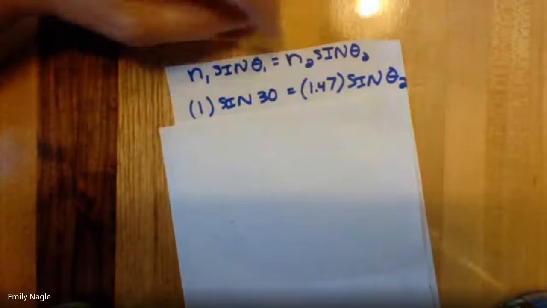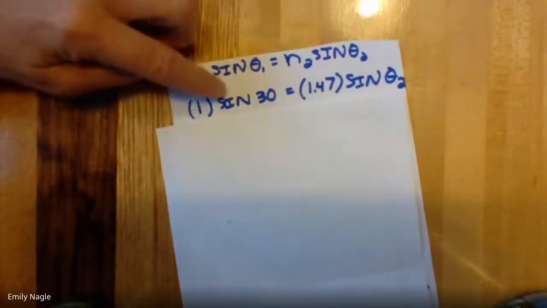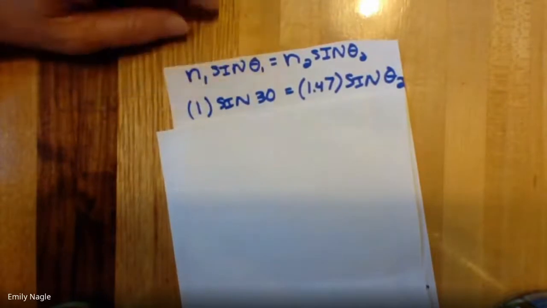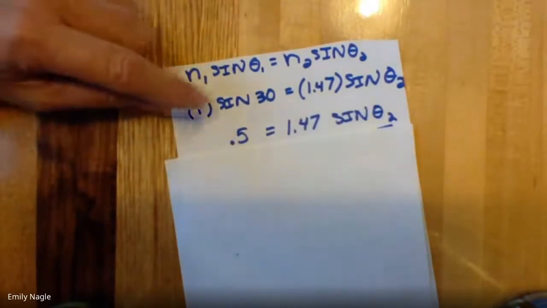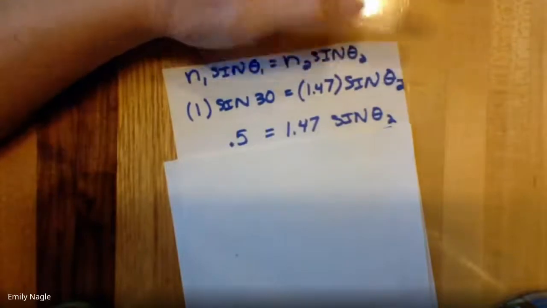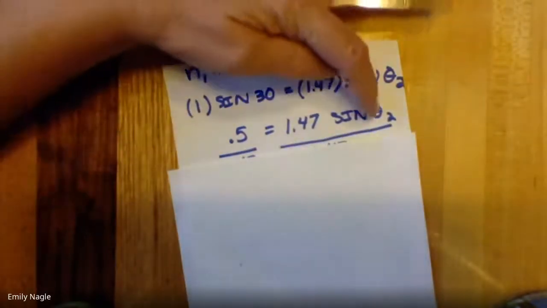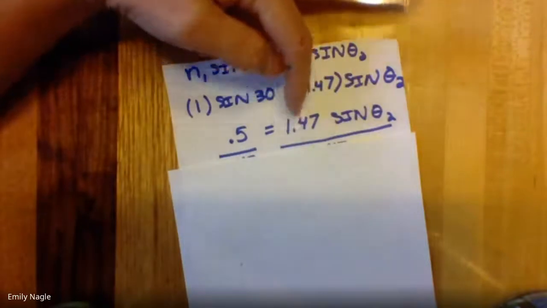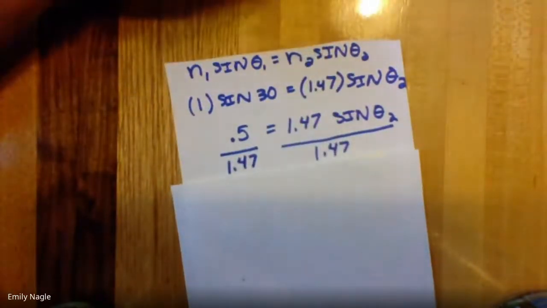The 1.47 I got off the physics reference table. Now, by magic, I put this into my calculator. Sine 30 is 0.5 times 1, still 0.5. I just carried this down, and I carried the sine theta 2, and that's what we're trying to find. We're trying to find that angle. How do we get rid of that number? We divide both sides by 1.47.